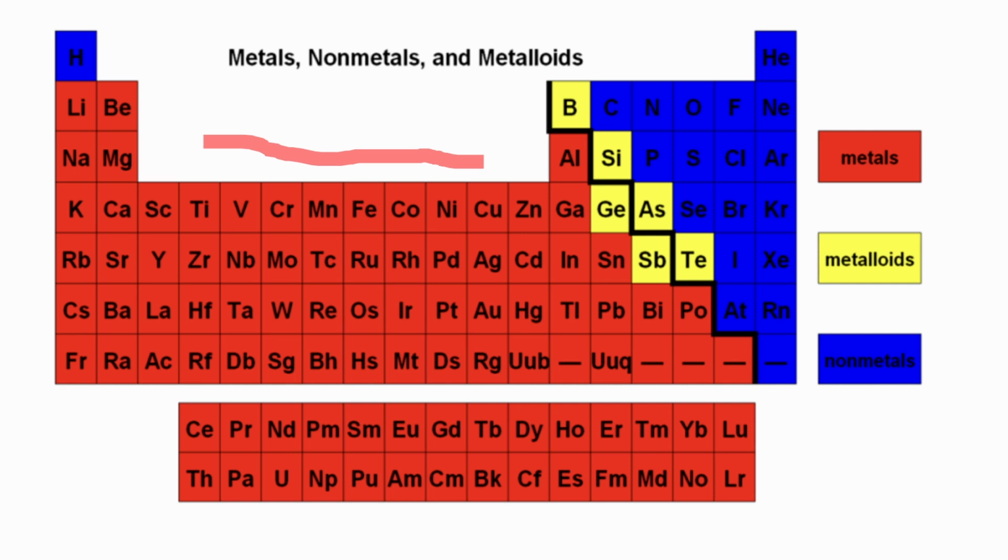Some examples in red are iron, the symbol is Fe. We also have copper, the symbol is Cu. And we also have gold, the symbol is Au.